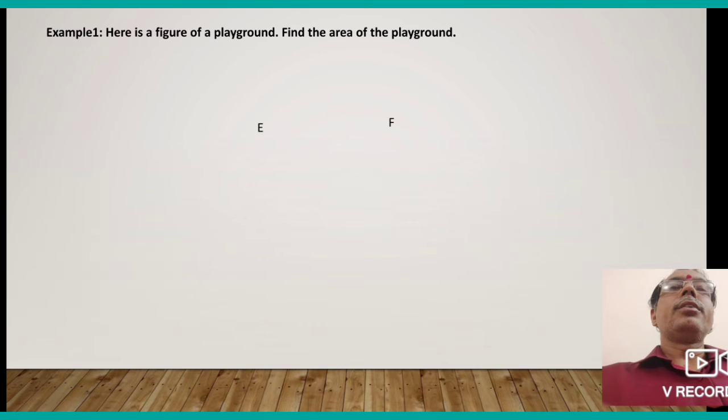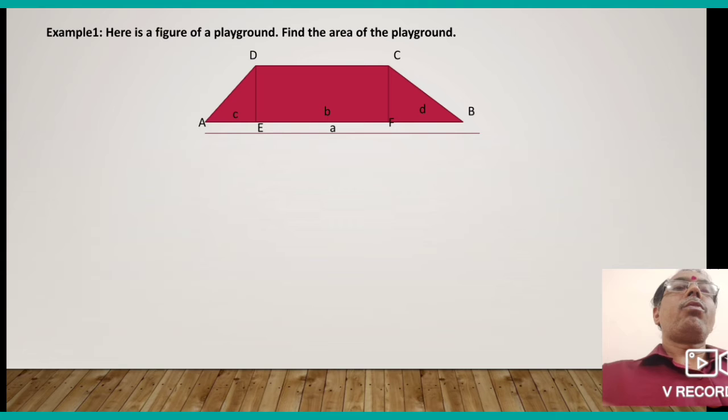Now let us see once again one more example to get better understanding. Here is a figure of a playground. We have to find the area of this playground. See the measurements here. AE is equal to C, EF is equal to B, and FB is equal to D. The full bottom length AB is simply A. So actually it is a playground.